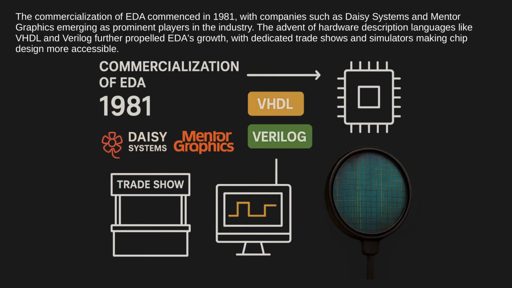The commercialization of EDA commenced in 1981 with companies such as Daisy Systems and Mentor Graphics emerging as prominent players in the industry. The advent of hardware description languages like VHDL and Verilog further propelled EDA's growth, with dedicated trade shows and simulators making chip design more accessible.